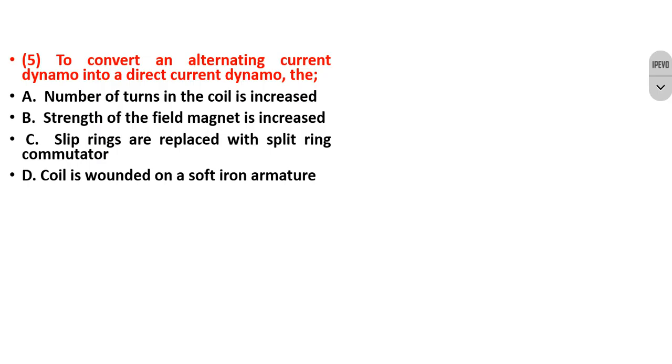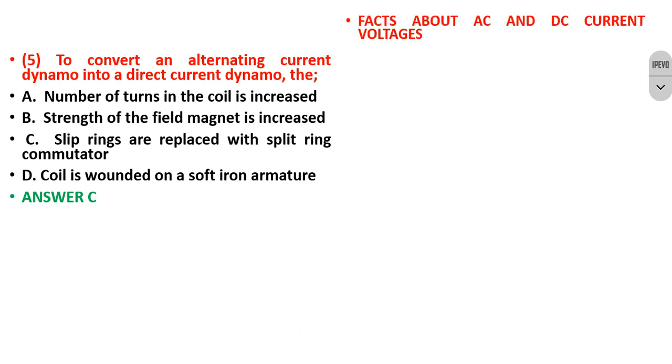Okay, so in the conversion of an alternating current dynamo to a direct current dynamo, all you need to do is to replace the slip rings with the split ring. The correct option is C. As we continue, I will show you a diagram that will help you understand this better.